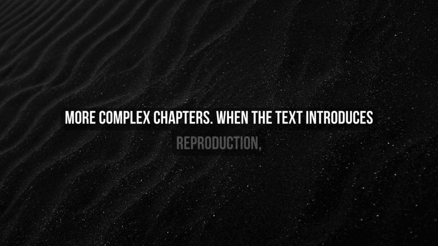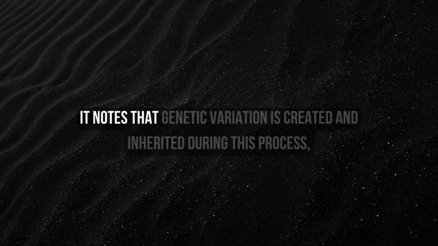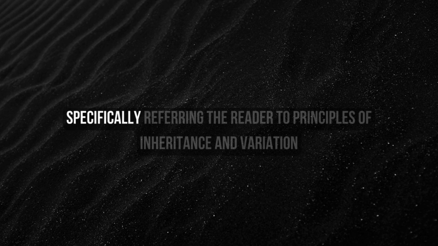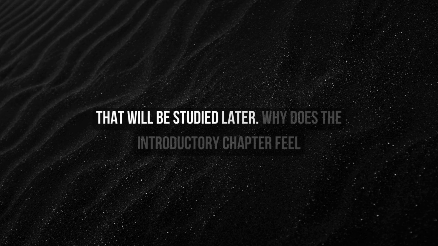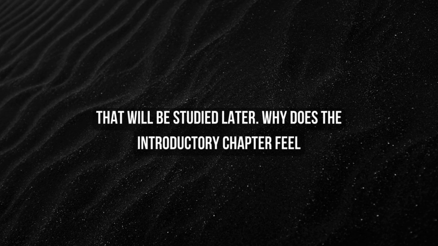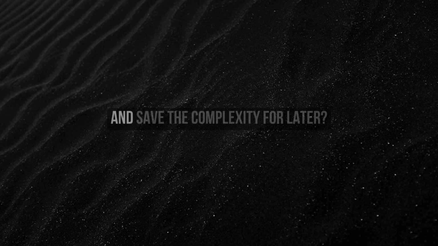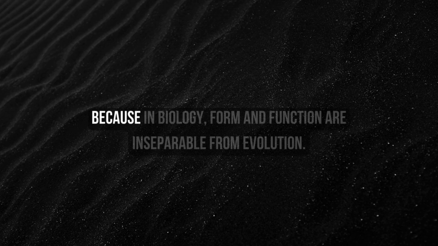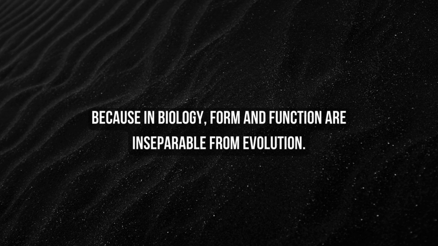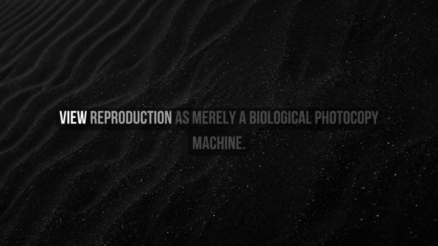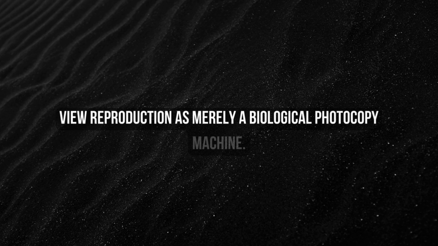When the text introduces reproduction, it notes that genetic variation is created and inherited during this process, specifically referring the reader to principles of inheritance and variation that will be studied later. Why does the introductory chapter feel the need to point forward like that? Why not just stick to the basic definitions and save the complexity for later? Because in biology, form and function are inseparable from evolution. Examiners and textbook authors want to ensure students don't view reproduction as merely a biological photocopy machine.